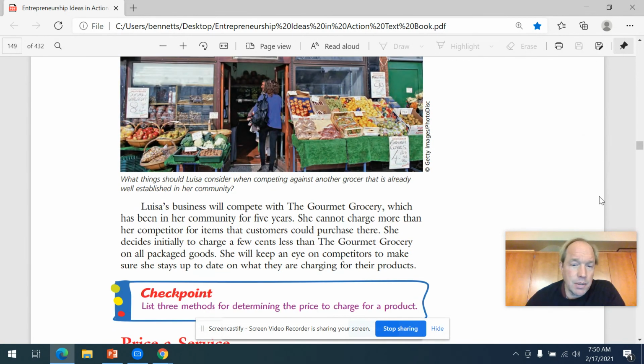Louisa's business will compete with a gourmet grocery, which has been in her community for 5 years. She cannot charge more than her competitor for items that customers could purchase there. She decides initially to charge a few cents less than the gourmet grocery on all packaged goods. She will keep an eye on competitors to make sure she stays up to date on what they're charging for their products.